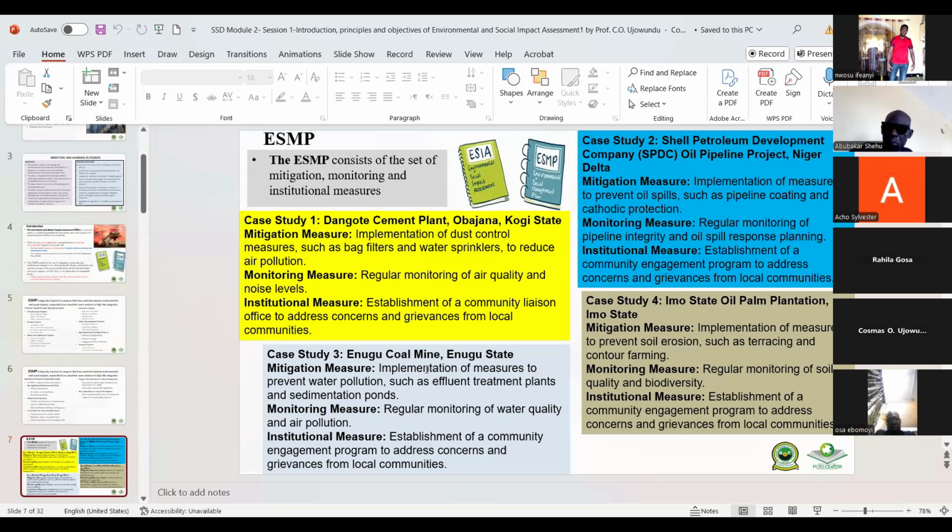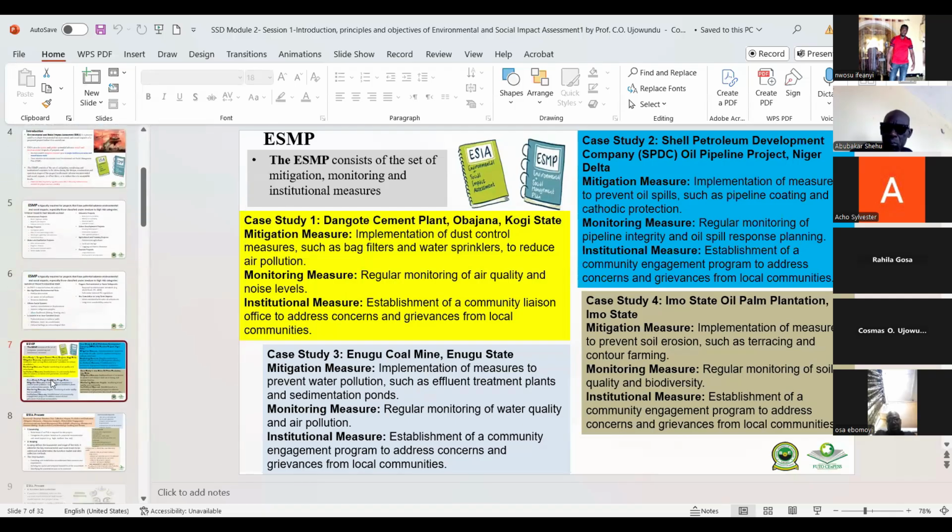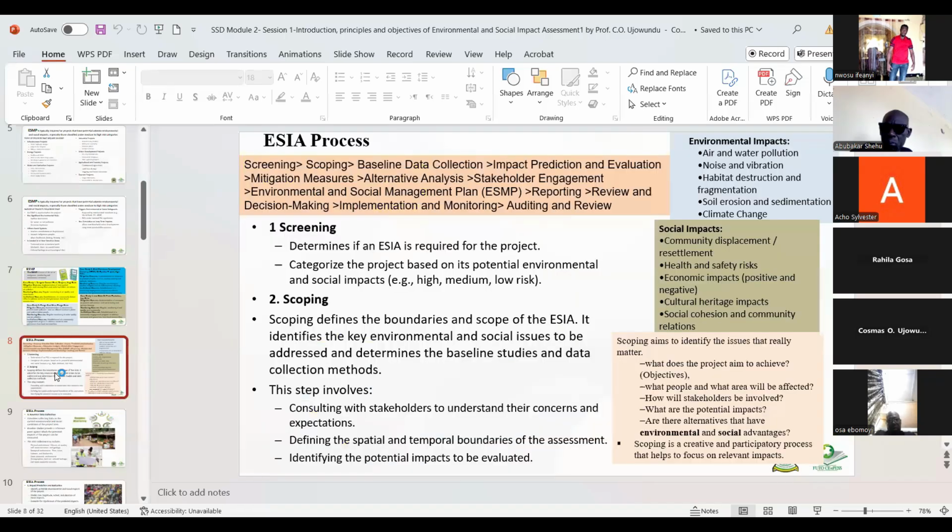Then institutional measures usually have to do with establishment of a community engagement program to address concerns, because most of the locals might also see areas that the project owners might not see, and they will lay complaints. And if there are areas that require address, it will be addressed on time. So we also have case number 4 and case number 3, which you can look up as you study this material yourself.